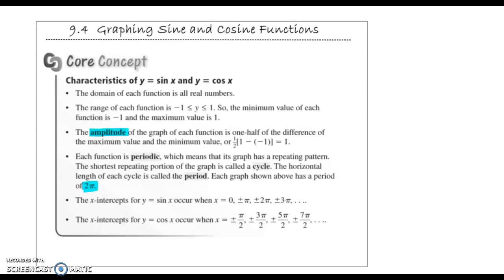So the x-intercepts for sine, think about where sine is 0. They occur at 0, pi, 2 pi, 3 pi, 4 pi, then also negative pi, -2 pi, -3 pi, -4 pi, and so on. Now the x-intercepts for cosine, think about where cosine is 0 on the unit circle. That happens at pi over 2 and at 3 pi over 2. Then going around the unit circle again, that's 5 pi over 2 and then 7 pi over 2 and so on, and then also in the negative direction.